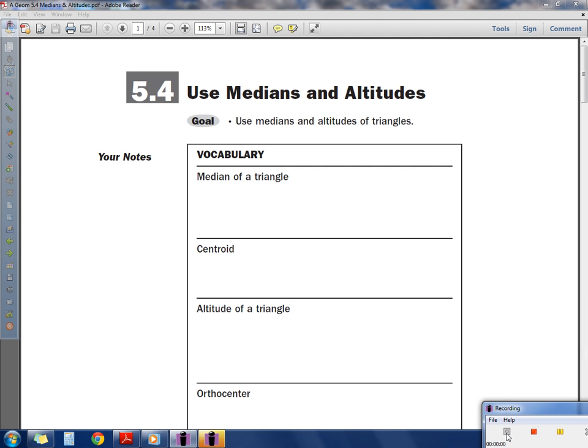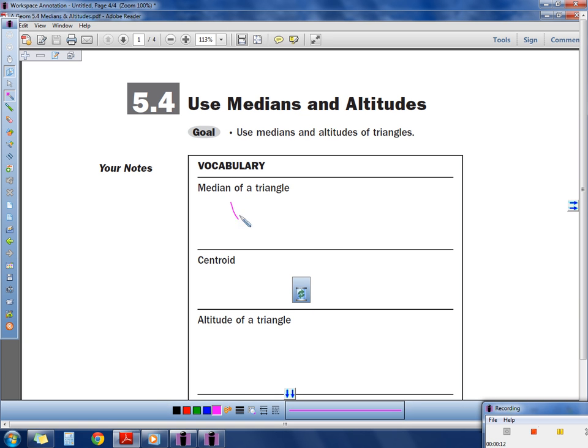All right, today's lesson we're going to discuss medians. We're going to save altitudes for part 2 of this lesson on another day. First thing, whenever you draw a median, it goes from a vertex to the opposite midpoint. So real quick, it goes from a segment from the vertex to the opposite midpoint.